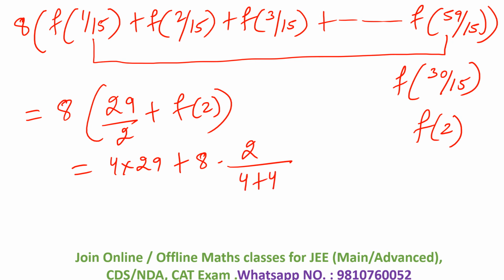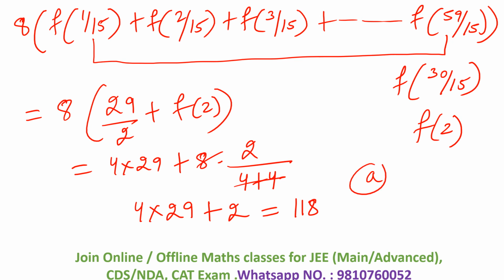That means the value of the expression becomes 4 into 29 plus 2, because this 8 and 8 will cancel out. And finally, the value becomes 180. So that means option A is the correct one. Now students, we move to the next question.